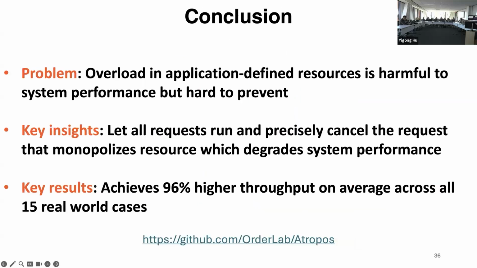So in conclusion, we found a new problem, which is application-defined resource overload, where one particular request can cause more severe impact than other requests. We want to design a system that mitigates this application-defined overload. So we designed Atropos, a system that lets all requests run first, monitors the application resource usage, and precisely cancels the request that manipulates the resource. Atropos can achieve 96% throughput across all the real-world cases, with nearly 0 drop rate.